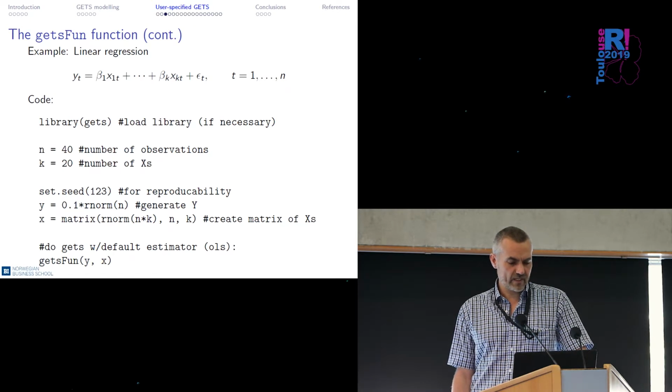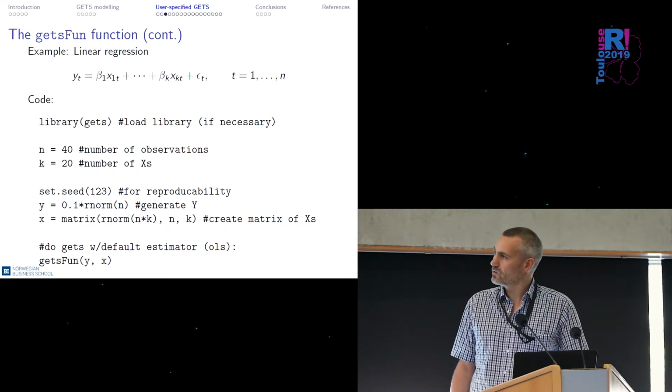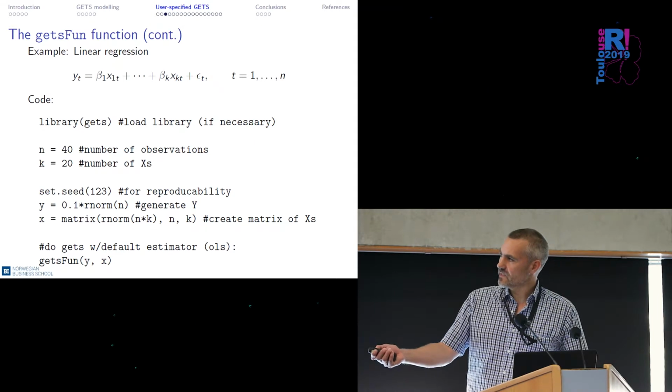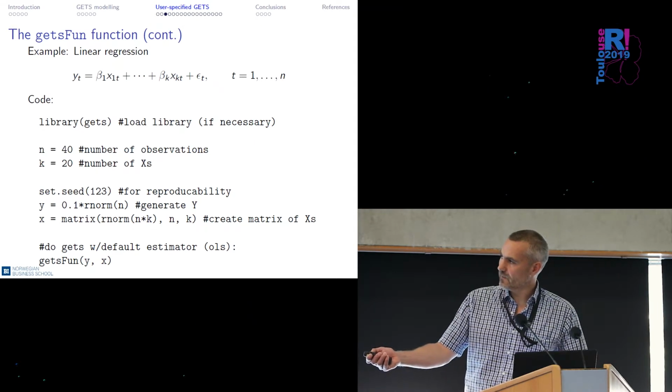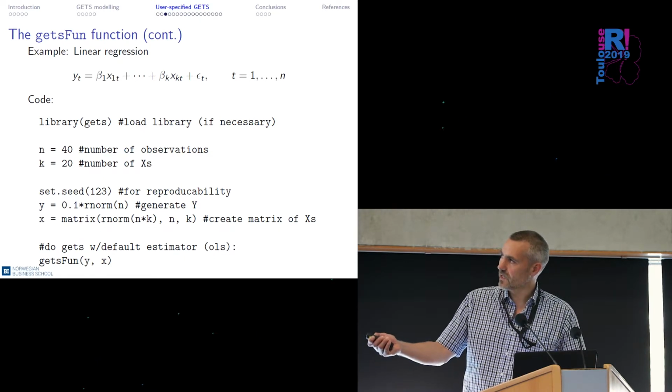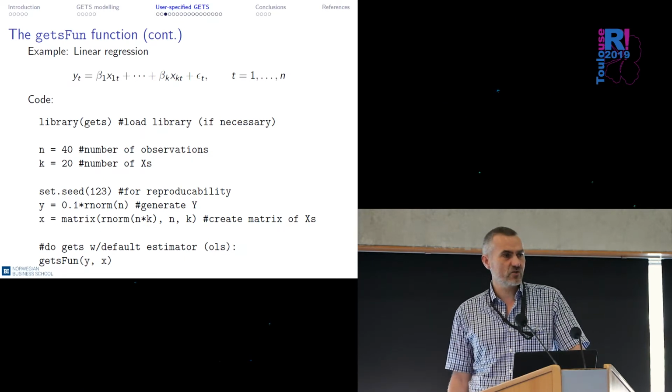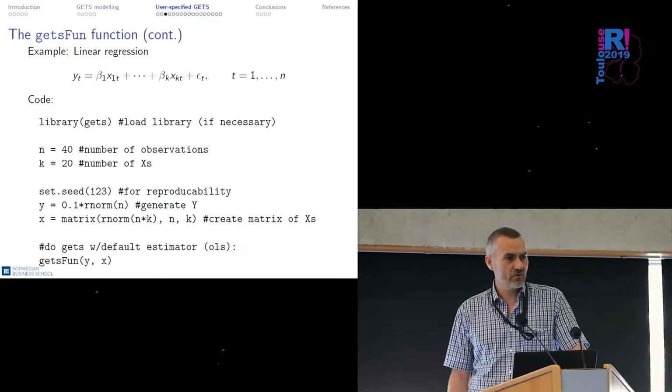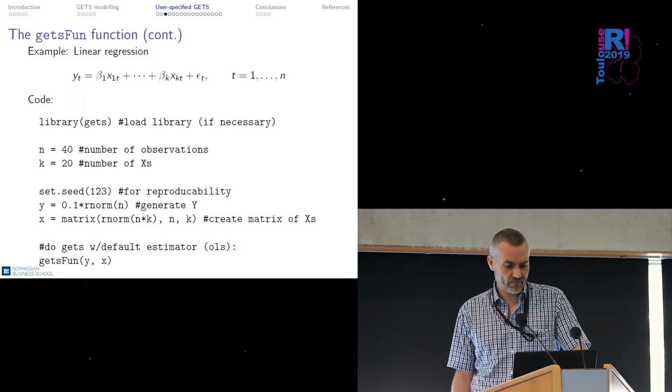To give you a quick example, here we have some code. At the bottom, you can see the code for executing GETS modeling applied to this example. We have 40 observations and 20 regressors, all of which do not matter by construction.